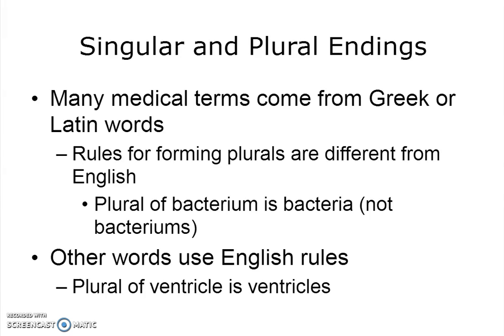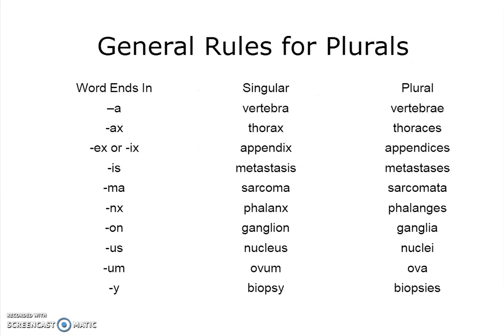Many medical terms come from Greek or Latin words. The rules for forming plurals for these words are different from English. An example is the plural form of bacterium, which is bacteria, not bacteriums. If, however, the word is derived from English, we would follow the English rules. An example is the plural of ventricle, which is ventricles. Memorizing these examples of the general rules for making medical terms plural will be essential in your study of medical terminology.